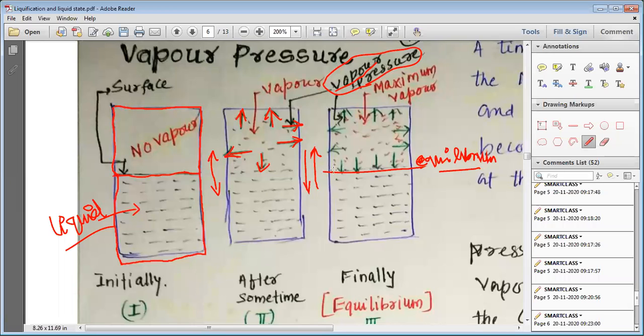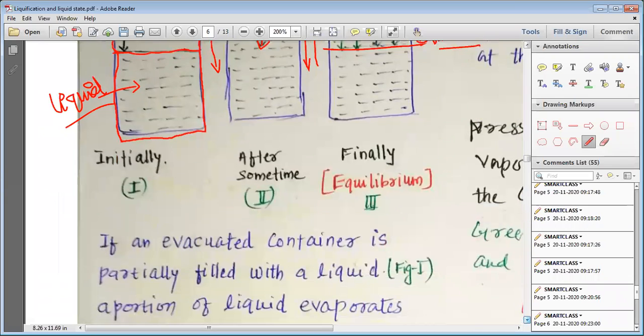So at this equilibrium, what happens? The vapor pressure becomes maximum as well as constant. Now the vapor pressure does not change anymore. At that time, this liquid at the given temperature shows its maximum vapor pressure. This is the vapor pressure of the liquid, also known as the equilibrium vapor pressure, or vapor pressure at equilibrium, or maximum vapor pressure, which we are going to study in detail.